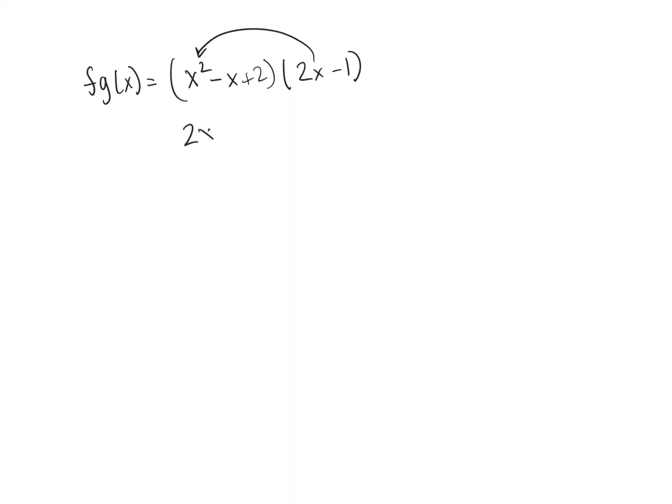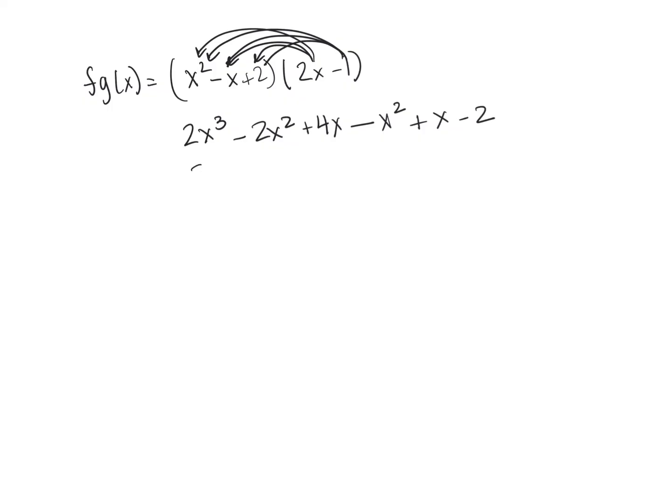So looking at 15, they want you to figure out what this is and then also identify its domain. So this is F times G. F is this. G is this. And if I just have to FOIL this out, right? So this would be 2x cubed minus 2x squared plus 4x minus x squared, minus a minus is a plus x minus 2.